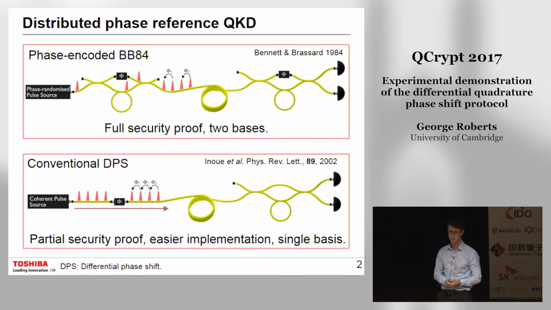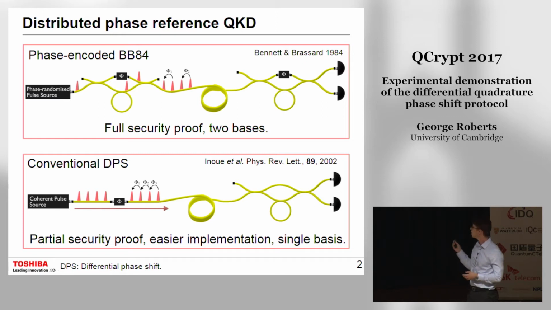So in 2002, another protocol was introduced, known as the differential phase shift protocol. This was introduced to be a far simpler implementation for QKD. It simply uses a coherent pulse source, so you can have a pulse-carved CW laser, and then a phase modulator, for example, a lithium niobate phase modulator, where light makes a single pass through it, and it's modulated by the amount of signal you put through.